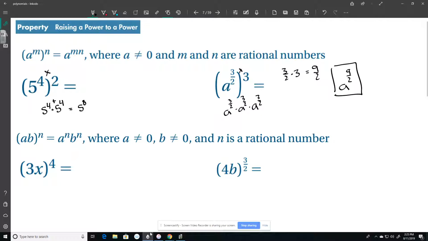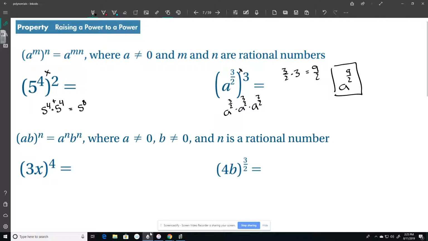A similar rule we just need to be careful of is, what if there's more than one thing? What if it's not just a 5 on the inside? What if there's an A and a B being raised to an exponent? So what if I have 3 times x all being raised to the 4th? And the shortcut is kind of like distribution.